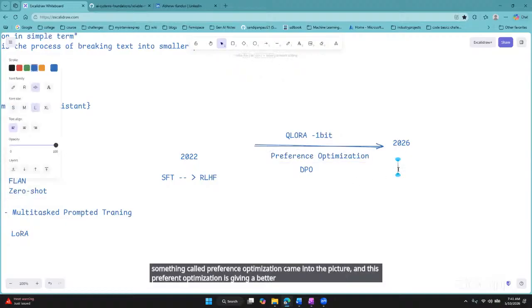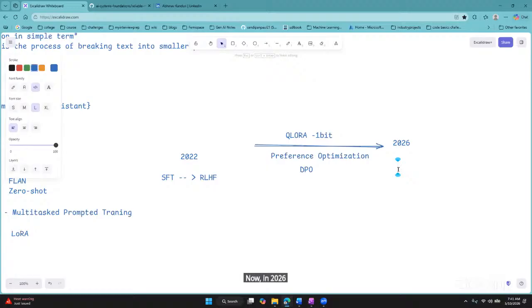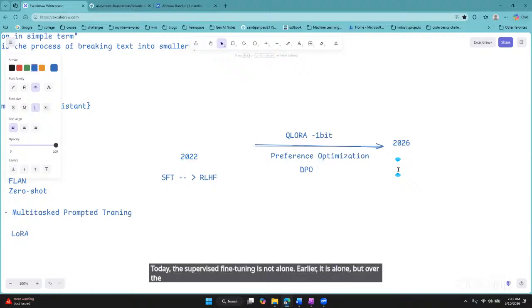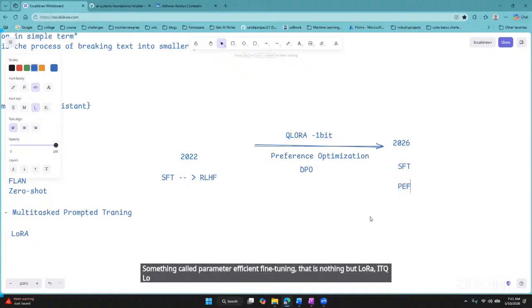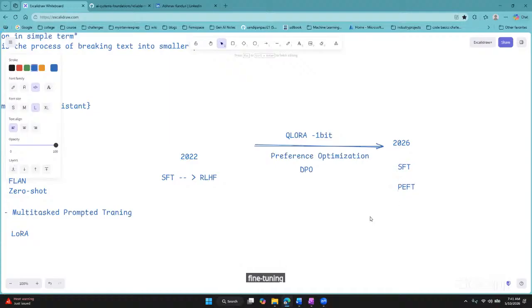Now in 2026, in our modern production of supervised fine tuning, supervised fine tuning is not alone. Earlier, it was alone, but over the period of these 5 years, supervised fine tuning is working on top of something called parameter efficient fine tuning. That is nothing but LoRA and QLoRA.